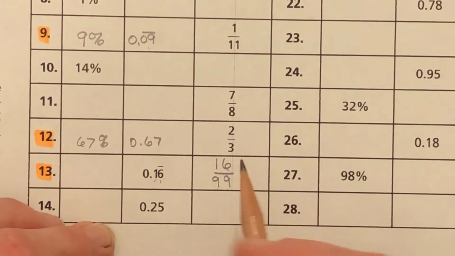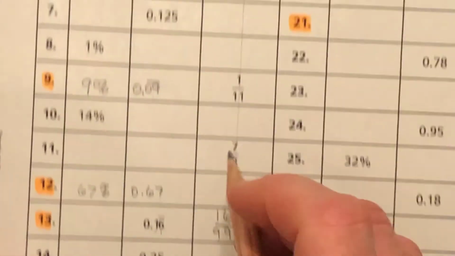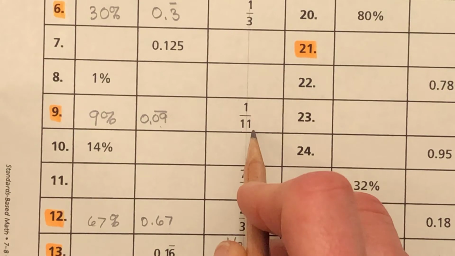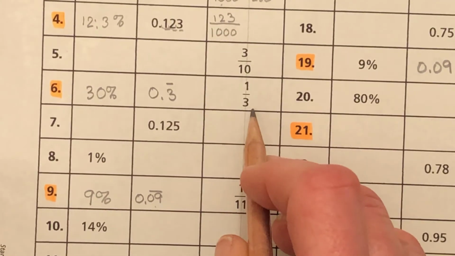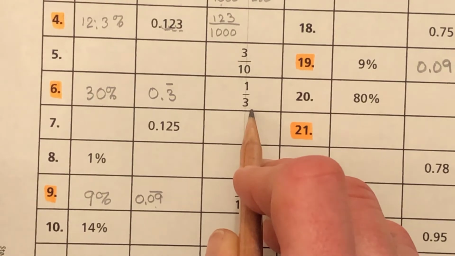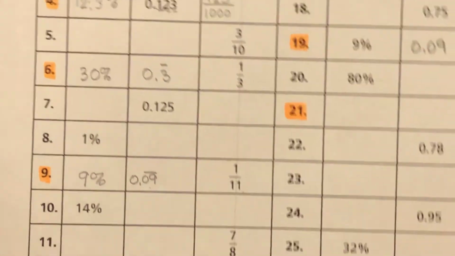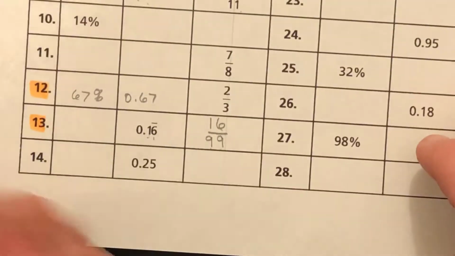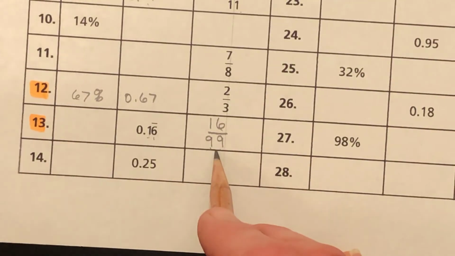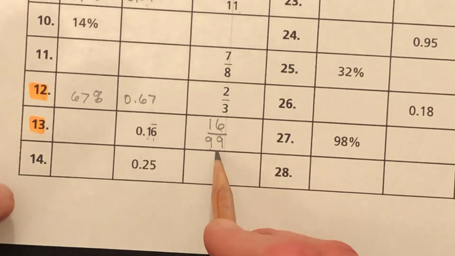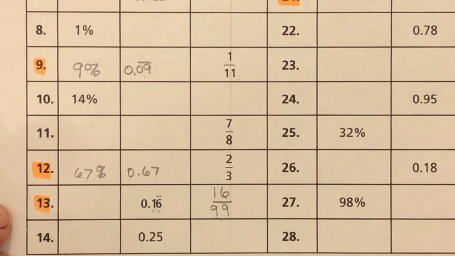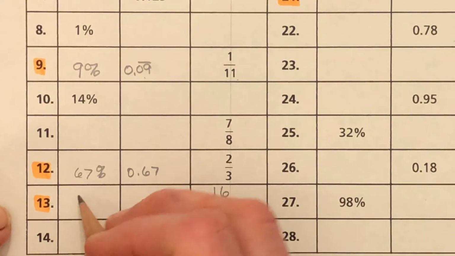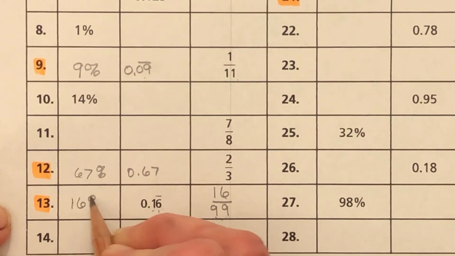For example, in number 9, it would have been 9 99ths, and it reduced. That would have been 3 ninths, and it would have reduced. This one does not reduce, 16 99ths. Too bad there aren't any more. And when we write this as a percent, it will be 16%.